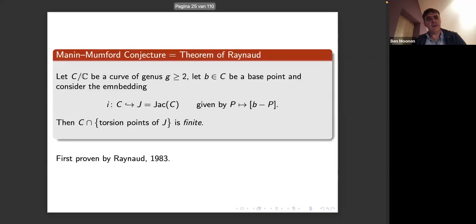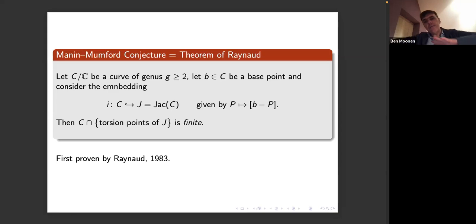So let's recall, what was that about? The Manin-Mumford conjecture, I think it was formulated by them independently, and then it was first proven by Raynaud in '83. And it was the following problem: you take a curve, not genus 0 or 1, so a hyperbolic curve, genus at least 2. Let's say you take a base point and you embed, using the base point as usual, the curve in its Jacobian. And now you look for how many torsion points the curve will hit. And of course, that might be a non-trivial set because I can still choose my base point, and who knows, maybe I'll hit some torsion points. But the set of torsion points on the image of C is finite.